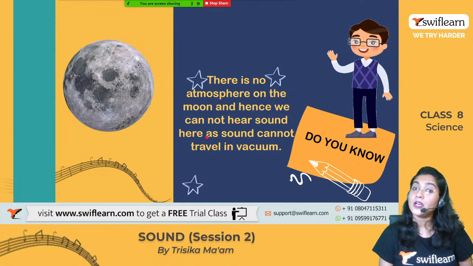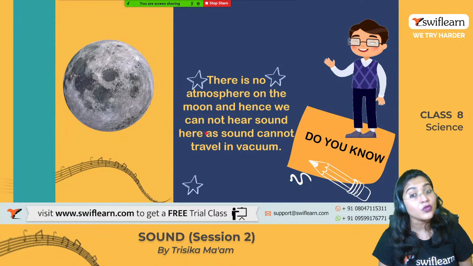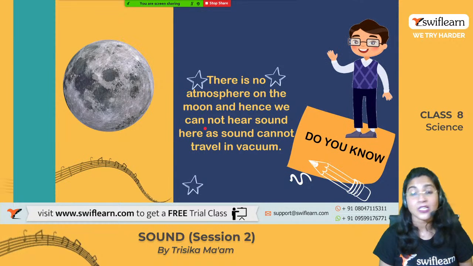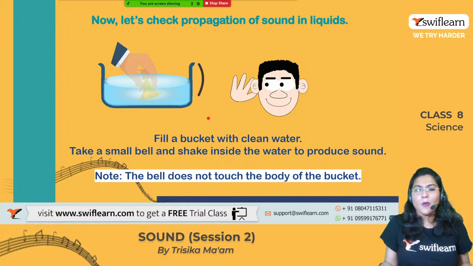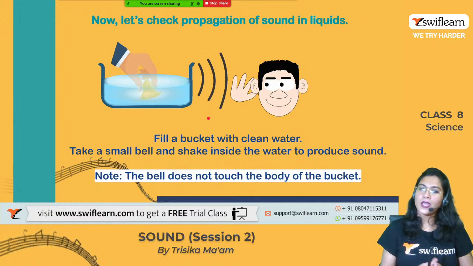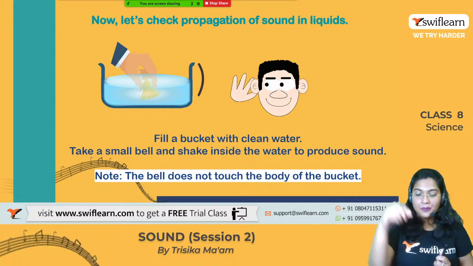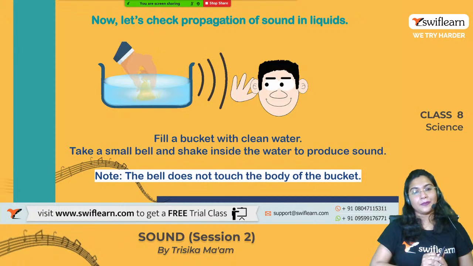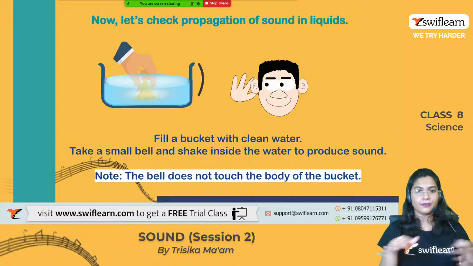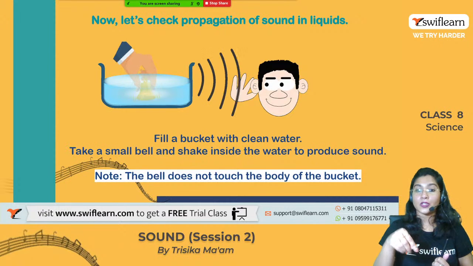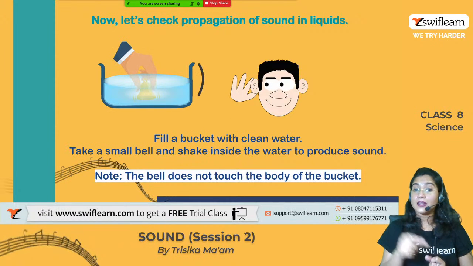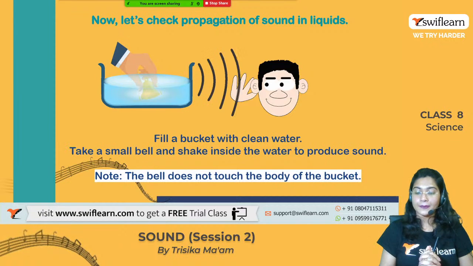Chalo. So from here we can again conclude that sound travels through a medium. Without a medium, sound will not be able to be produced or to travel. Very good. Now, take some water in a tub, or a bucket, and take a very small bell and put it inside the water. Now try to ring the bell within the water, and be very careful that the bell does not touch the body of the bucket.